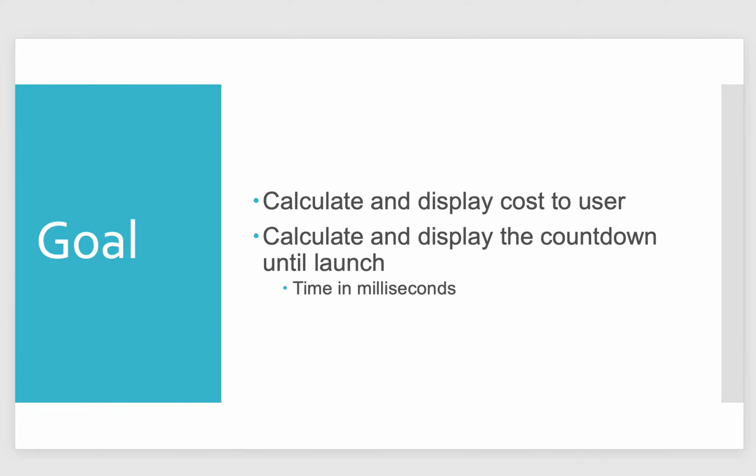Okay, so our goal for this section: we want to calculate and display the cost to the user for taking their space trip, and then we are going to calculate and display the countdown until launch. Now this is a little difficult, so think about some arbitrary time frame in the future. What if you wanted to create a countdown of how many years, days, and hours are left until you turn 30, or until you graduate high school or finish college? It's not as easy as you would think to do the math for that.